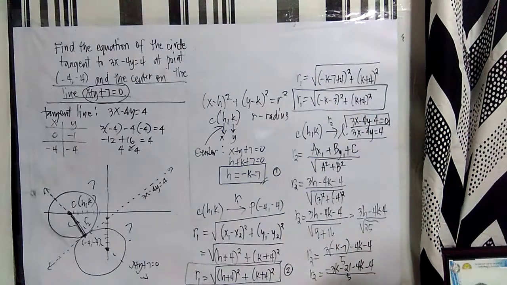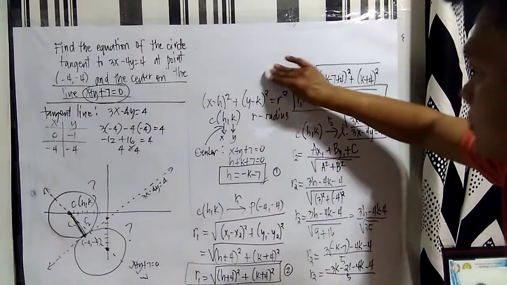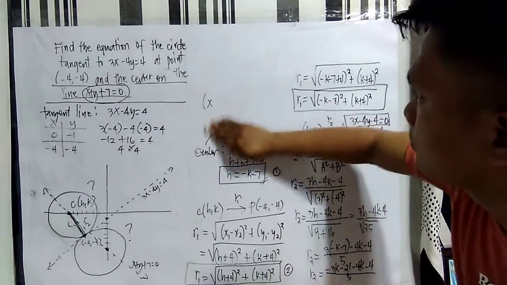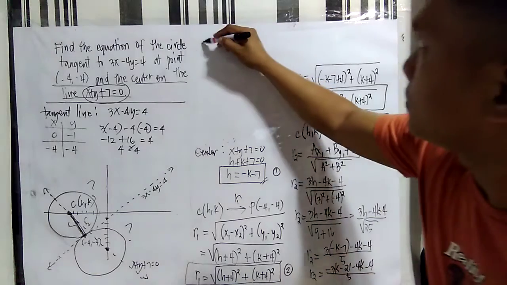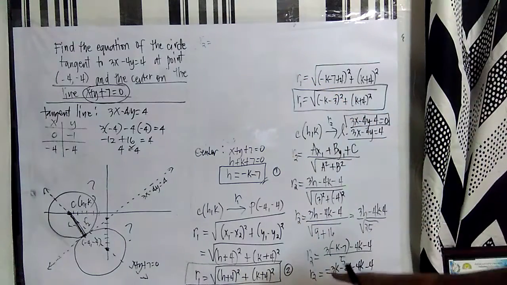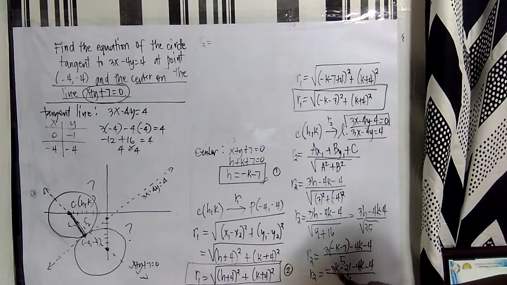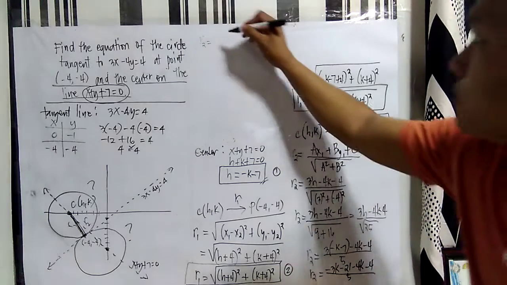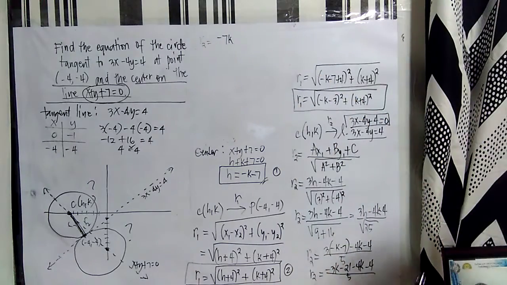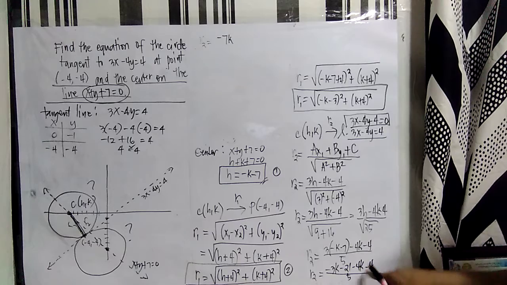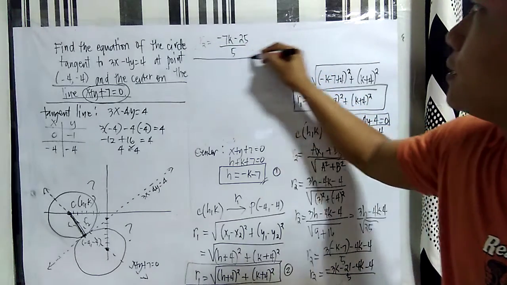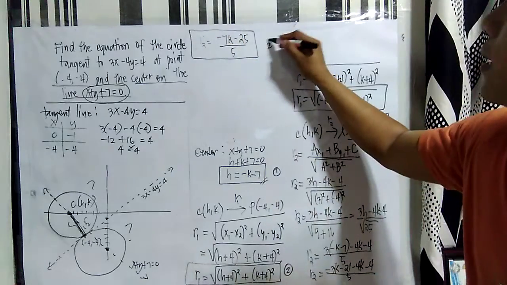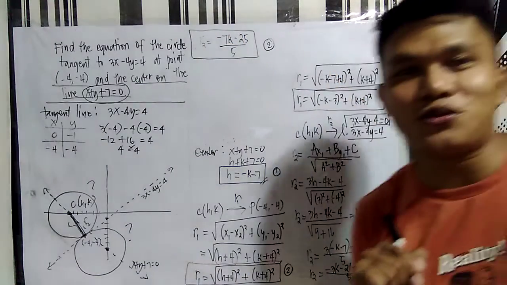Okay, so for our r sub 2, r sub 2 is equal to negative 3k minus 4k, which is negative 7k. Negative 21 minus 4, negative 25 over 5. So this is our r sub 2, or second equation.